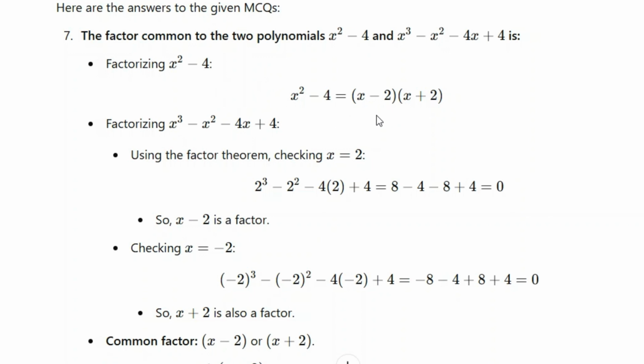Put the value of x as 2 in this equation and see whether it is 0 or not. Putting the value of x as 2, this equation is 0. So x minus 2 is a common factor. Now putting x plus 2 equal to 0, the value of x is minus 2. Putting the value of x as minus 2 in this equation, that is also 0. So x plus 2 is also a factor. So common factors are x minus 2 and x plus 2. Correct answer is x minus 2.